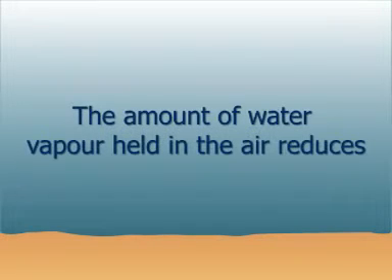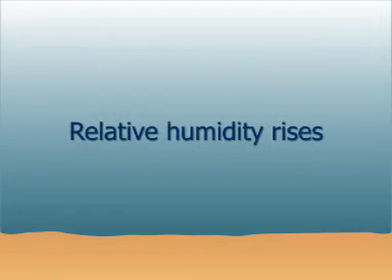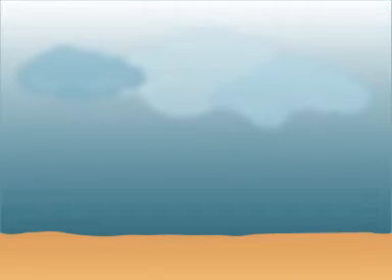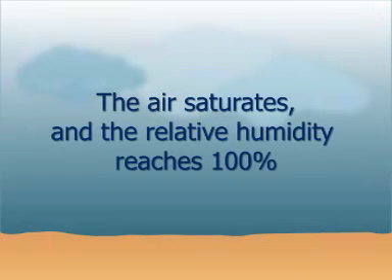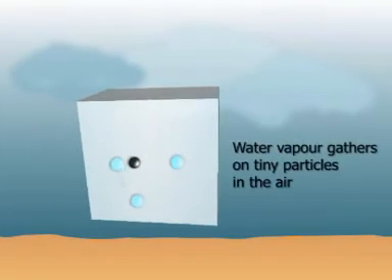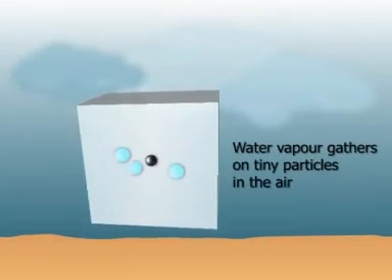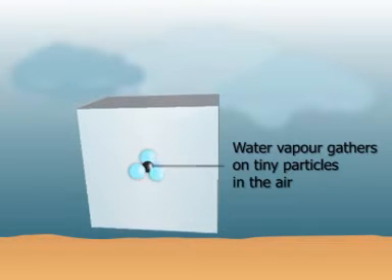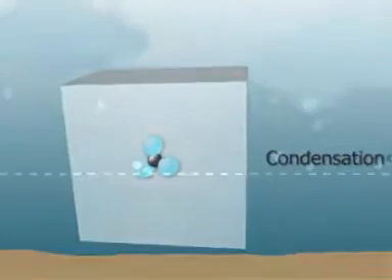The amount of water vapour held in the air reduces, and the relative humidity rises. When the rising air cools and reaches dew point, the air saturates, and the relative humidity reaches 100%. Water vapour gathers on tiny particles in the air and forms droplets. This process is called condensation.